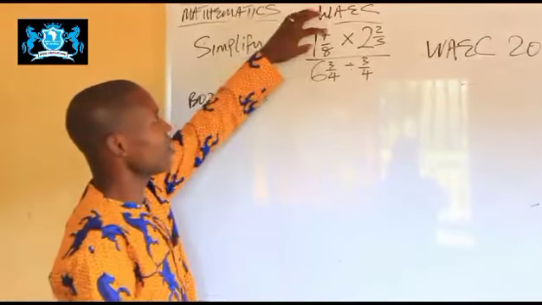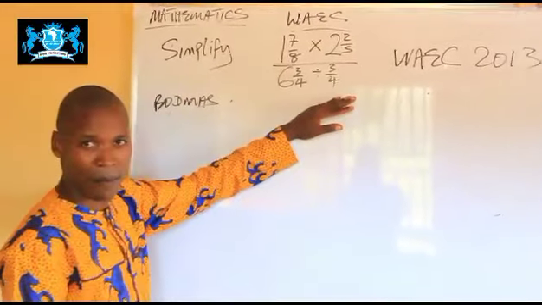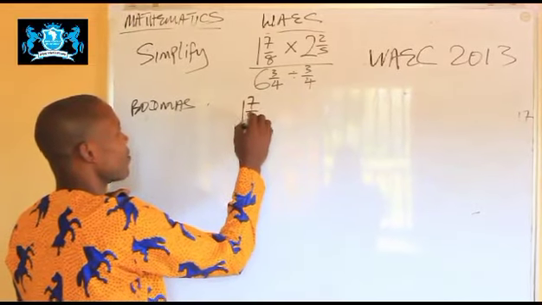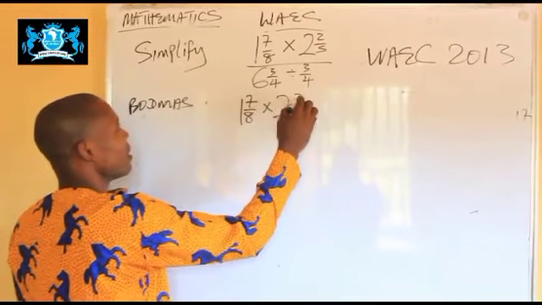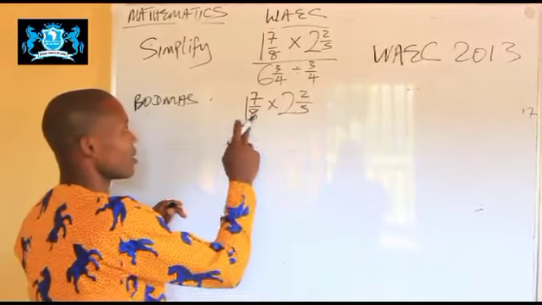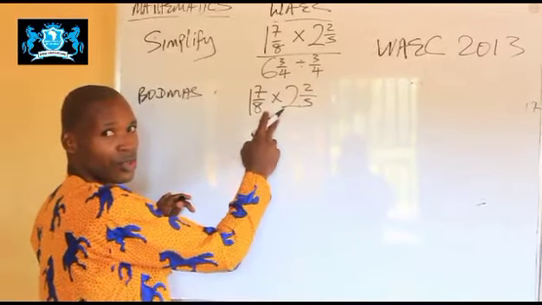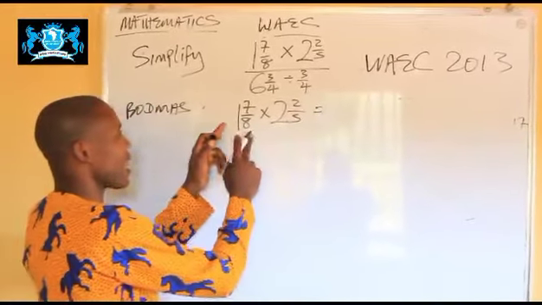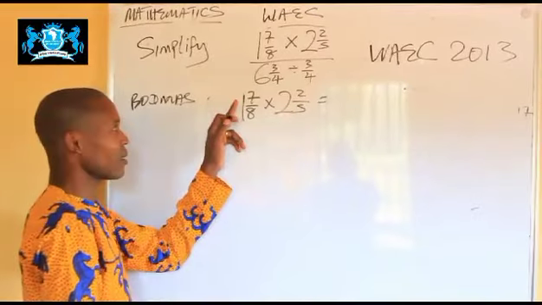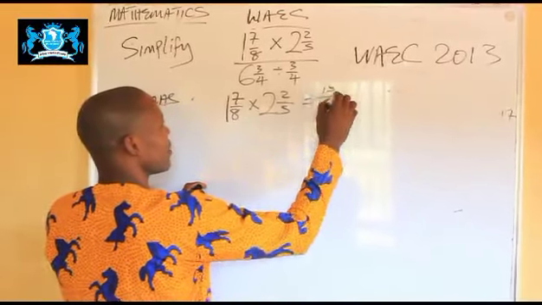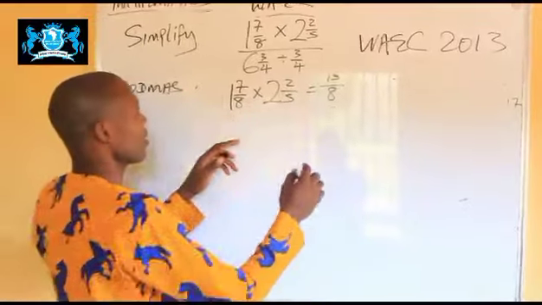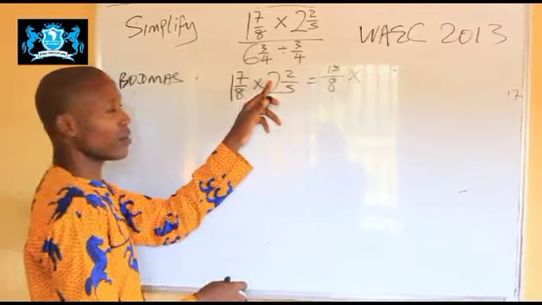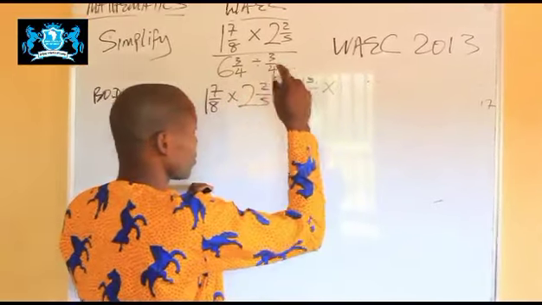The first thing, let's solve the upper part before we solve the lower part. How do we do that? We have in the upper part one whole number 7/8 multiplied by two whole number 2/5. Let us change the mixed fractions to improper fractions. How do we do that? 8 times 1 will give us 8, plus 7 equals 15. 15 all over 8, multiplied by 2 times 5 is 10, plus 2 is 12.